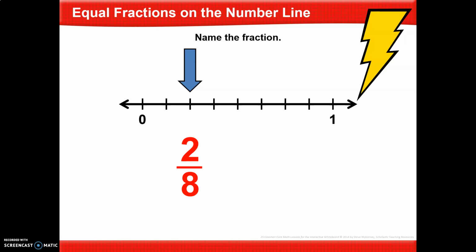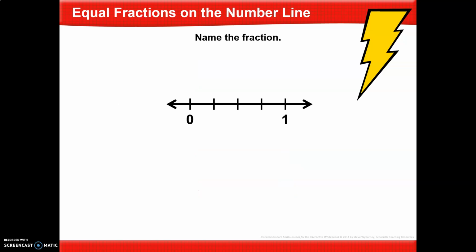The answer is 2/8. Okay, 2/8 equal. We're going to take some lines away. Now count how many total there are, and then up to that point, which is 1/4. So 2/8 equals 1/4. They both mean the same thing. Here's another one. You figure it out and see if you get the right answer.